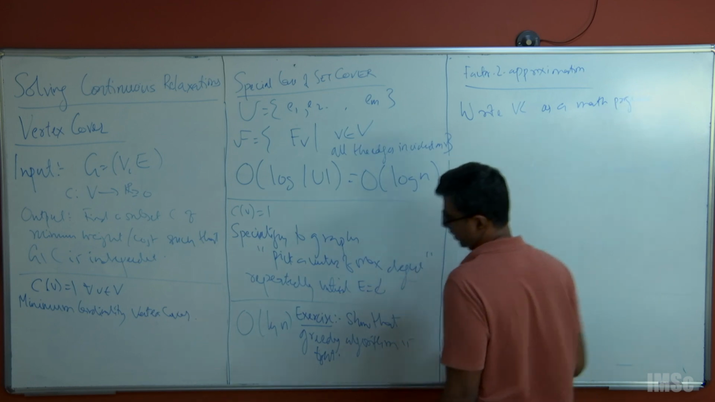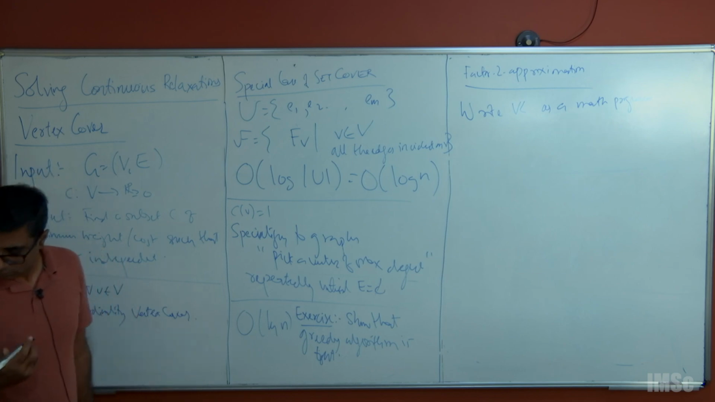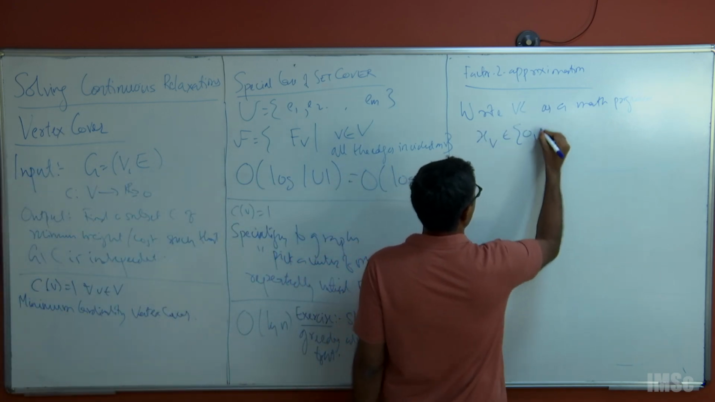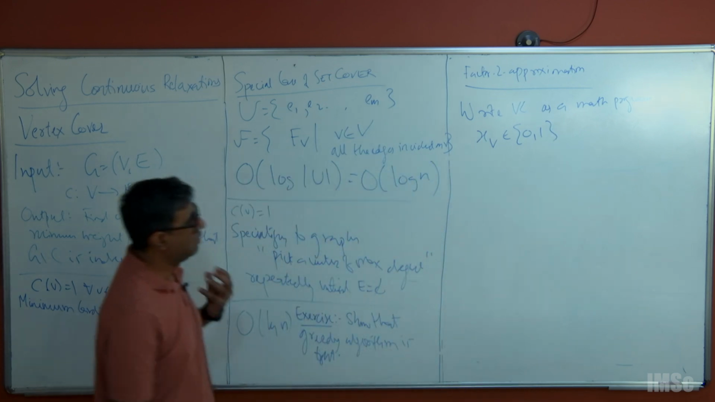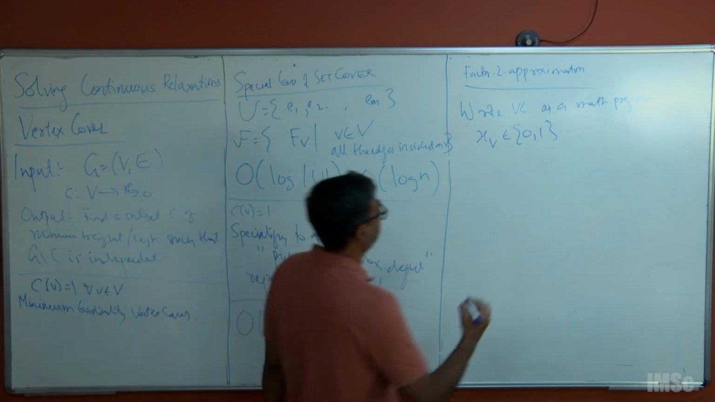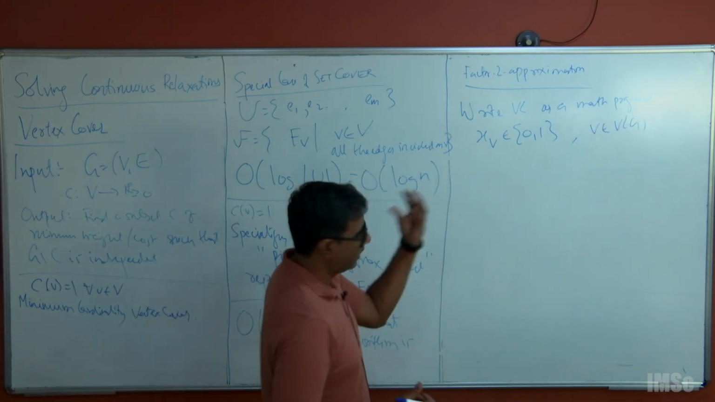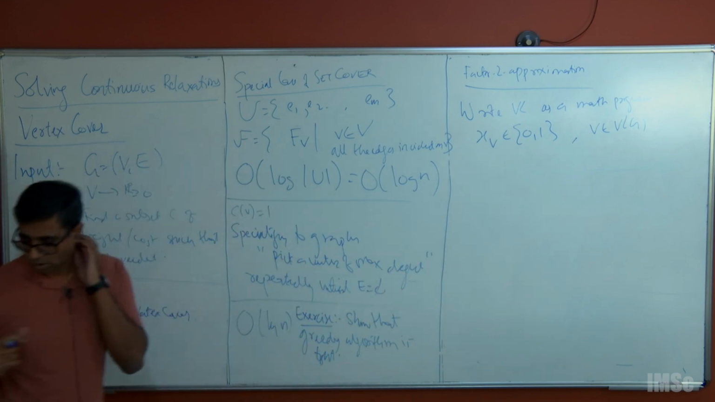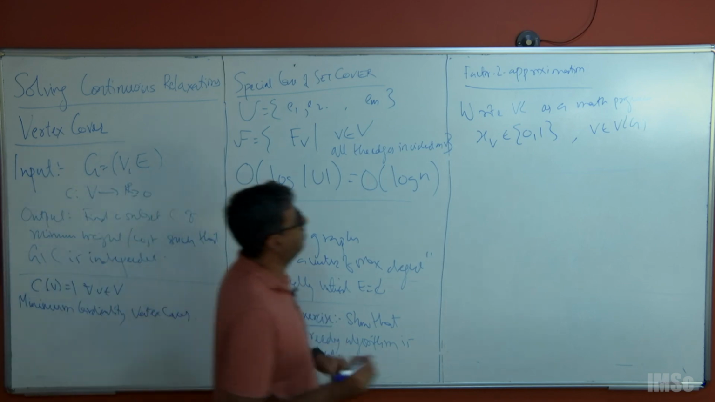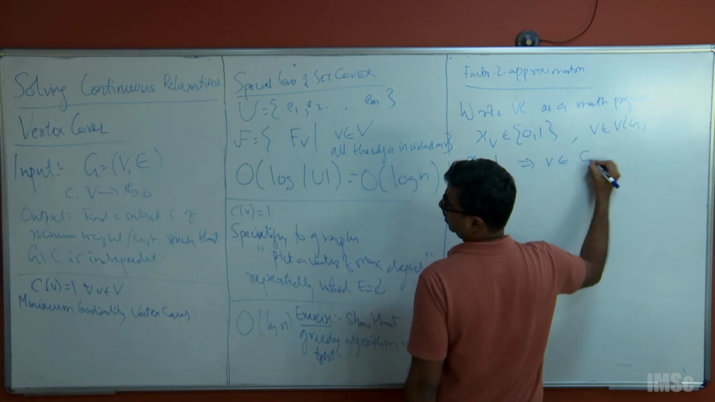And how am I going to write this as a mathematical program is that we are going to assign a variable x_v in {0,1} for every vertex v in V, to mean that x_v is selected or x_v is not selected. Okay. So basically x_v equal to 1 implies v is in my cover.